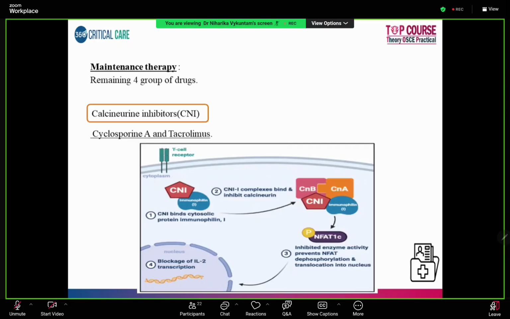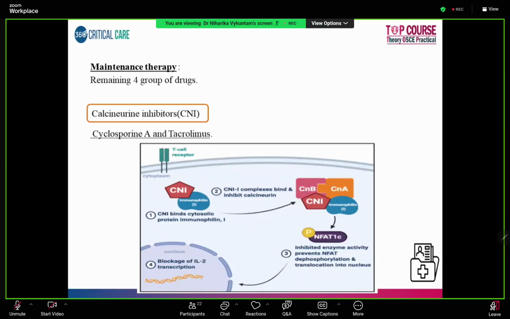So coming to the mechanism of action of these calcineurin inhibitors. The major action is that these inhibitors blunt the immune response by inactivating something known as calcineurin phosphatase activity. This is one of the enzymes which is used for dephosphorylation and translocation into the nucleus, and basically it helps in the transcription of the DNA.